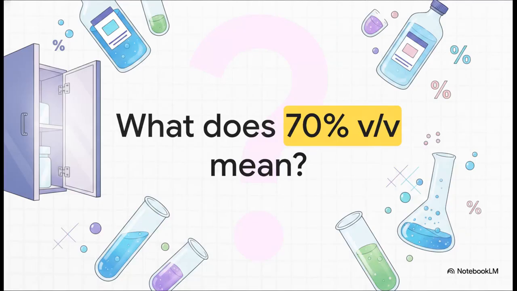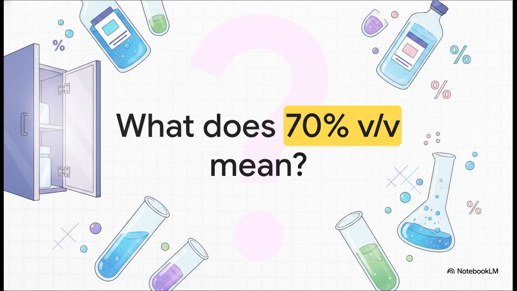I want you to picture something for a second. Visualize that standard bottle of disinfectant sitting in your bathroom medicine cabinet right now. You look at the front, and bold as day, it says 70% V/V. So what is that label actually trying to tell us? I mean, is it 70% stronger than a regular bottle? Does it kill 70% of germs? Well, no.